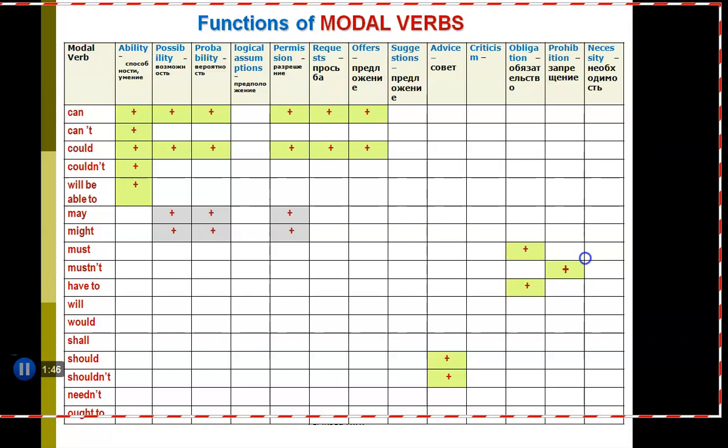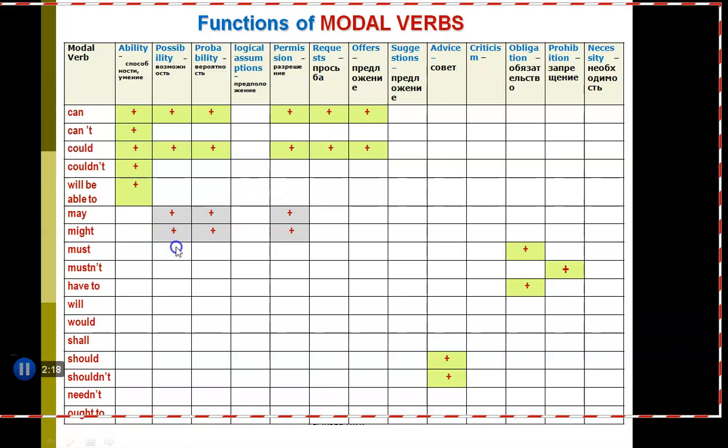What kind of functions can you find for the modal verbs? Can: ability, possibility, probability, permission, requests, offers. All of them are functions of the modal verb can. And could: ability, possibility, probability, permission, requests, offers, and couldn't will also be ability.